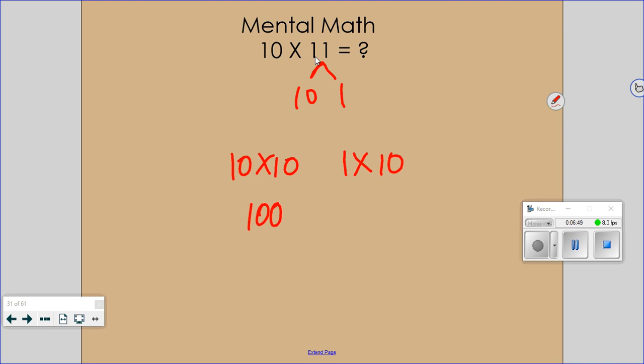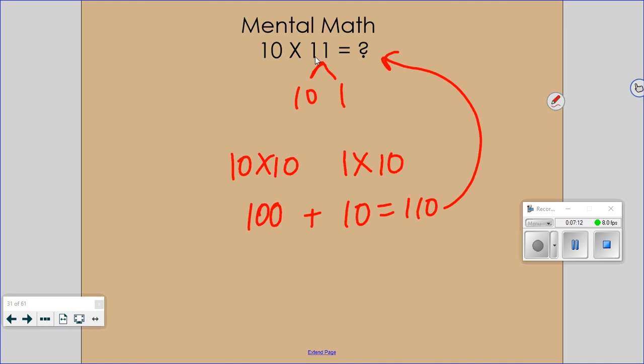Liam, what is 1 times 10? 10. Now I have the easiest addition problem ever. 100 plus 10. So what is my sum? What is my answer, Scarlett? 110. Very good. Which means 10 times 11 is 110.